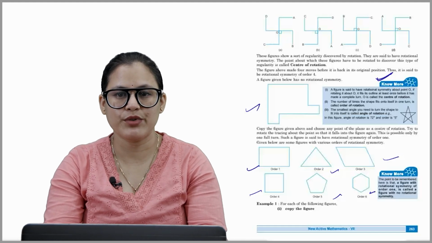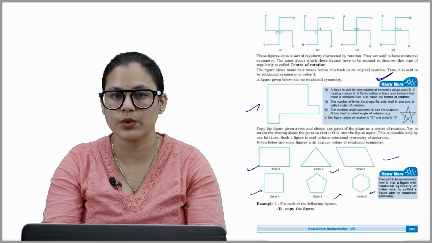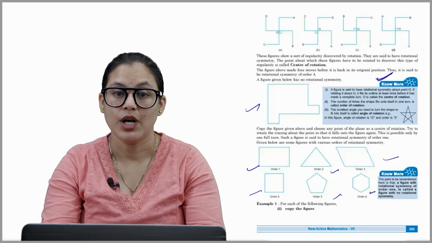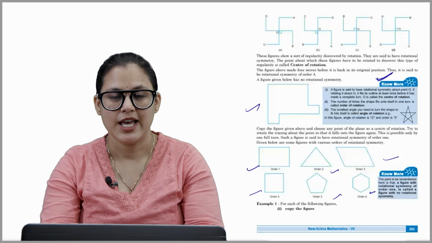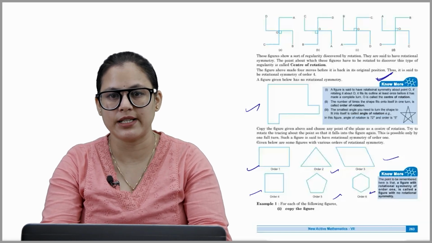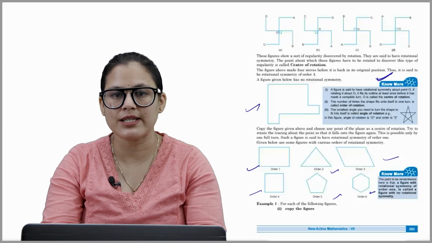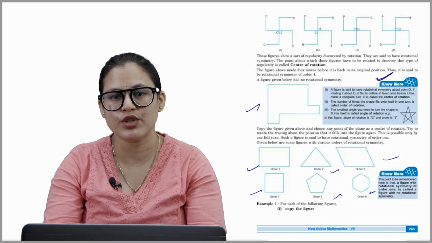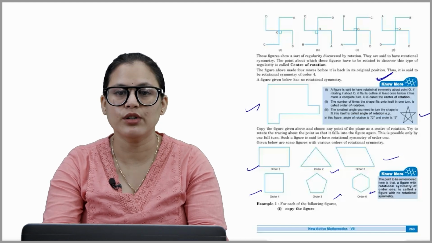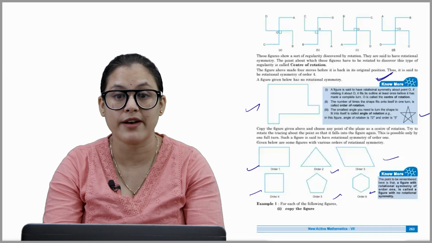A figure is said to have rotational symmetry about point O if rotating it about O, it fits its outline at least once before it has made a complete turn. O is called the center of rotation. Number 2, the number of times the shape fits onto itself in one turn is called order of rotation. Number 3, the smallest angle you need to turn the shape to fit into itself is called angle of rotation. Example, in this figure, angle of rotation is 72 degrees and order is 5.